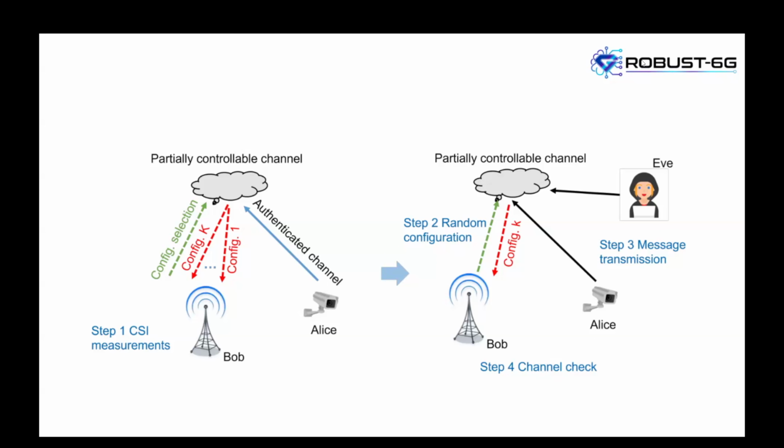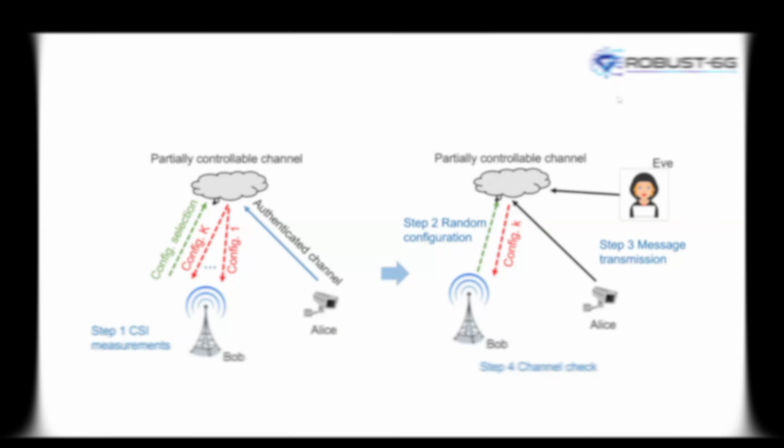A transmission occurs in Step 3 from either Alice or Eve, and in Step 4, Bob verifies if the power of the received signal matches the power registered in the first step. If Eve is transmitting from a different position with respect to Alice, the received power will be different than in Step 1, allowing Bob to detect the attack.